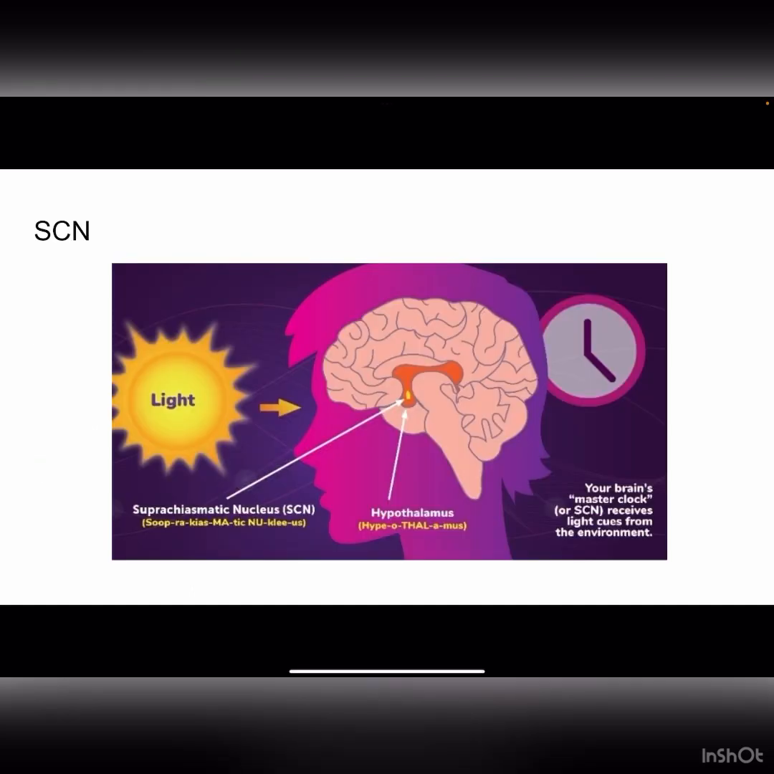So I just threw this in here to sort of show you what the suprachiasmatic nucleus does. On the left, we see a stimulus, light. This light gets processed by the SCN, which is located in the hypothalamus and is used as a cue for certain behaviors such as sleeping. Or in this case, not sleeping yet.